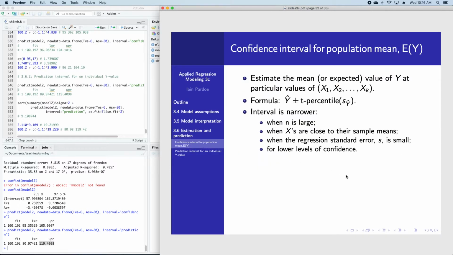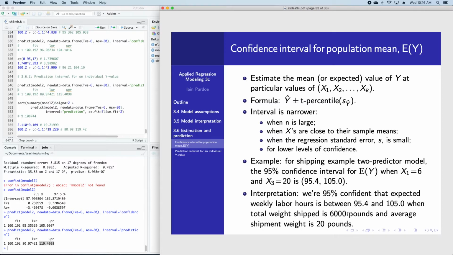Whereas for the confidence interval, we're saying that if we think about hypothetical situations in the future where total weight shipped was 6,000 pounds and average shipment weight was 20 pounds, for all those times in the future where this is the case, what is the average weekly labor hours for all those times? Well, then we can narrow it down to a much narrower interval, because on average we expect those weekly labor hours to be between 95.4 and 105.0.